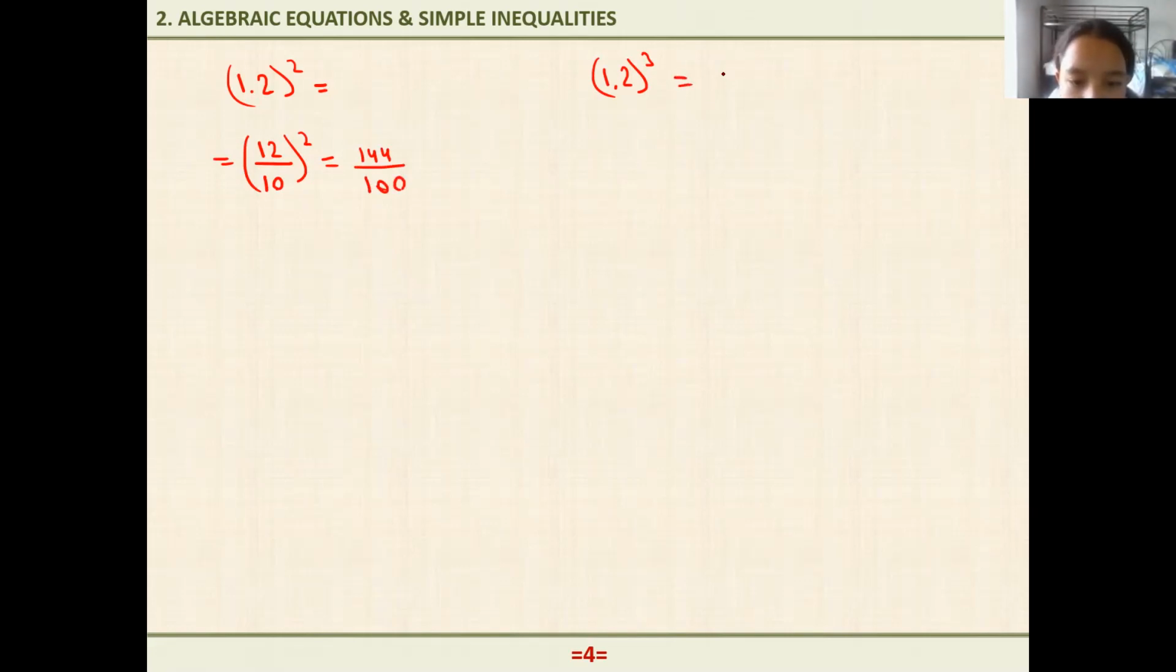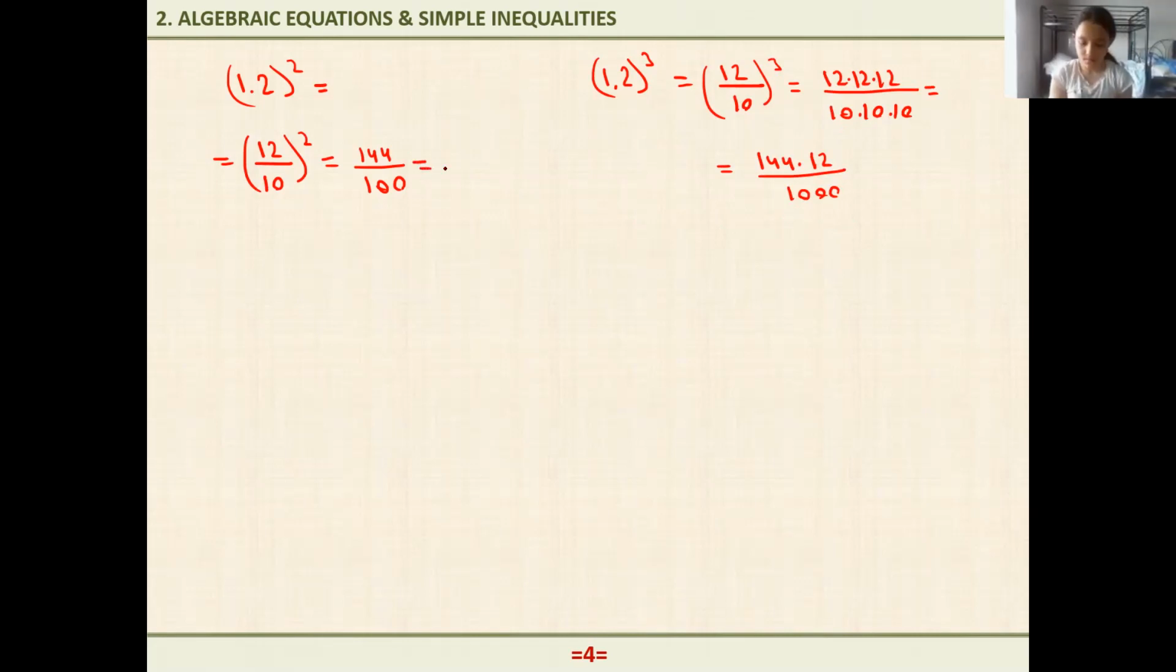How about here? This thing is again 12 over 10, but here we have cube. That is 12 times 12 times 12, and also 10 times 10 times 10, which is equal to, let me just write here, 144 times 12 over 1000, right? Now, how can we have the same denominator? If you multiply numerator and denominator by 10, 144 times 10 over 1000.